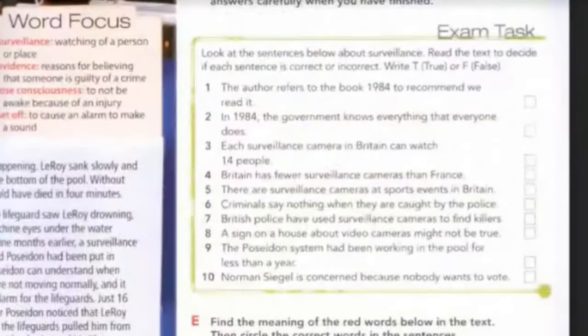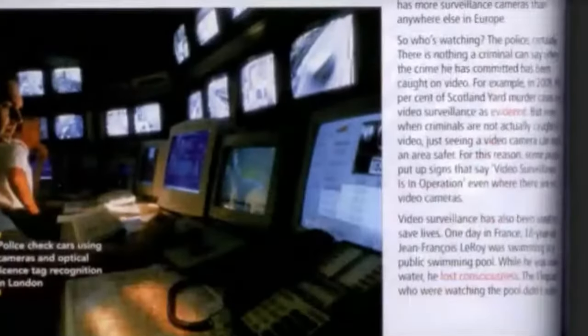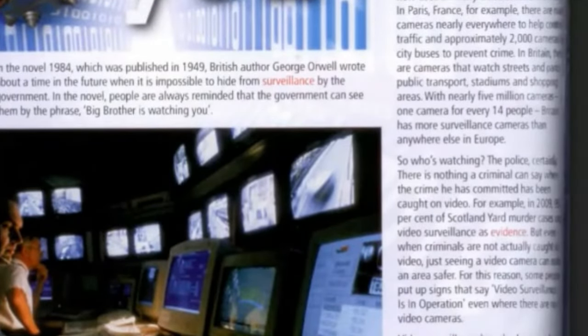Okay, let's look at number 7. British police have used surveillance cameras to find killers. Okay, Brian, why is the answer true? Which paragraph and which sentence tells you the answer? Third paragraph, third sentence. Let's look at the third paragraph. The third sentence here: for example, in 2009, 95% of Scotland Yard murder cases used video surveillance as evidence. Yes, correct. Murder cases means they managed to find the killers. And then Kai Xi says number 4, false.